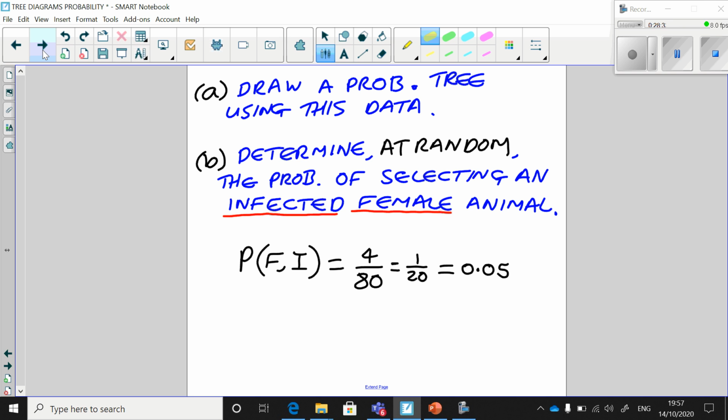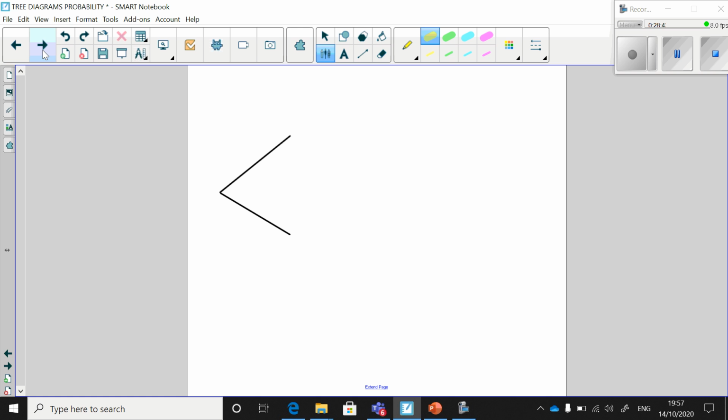So, a couple of things here. Draw a probability tree using the data. That's fine. Then we'll deal with question B. Two branches, male or female. Female, 1,000 out of 8,000, 1/8. Male, 7,000 out of 8,000, 7/8.